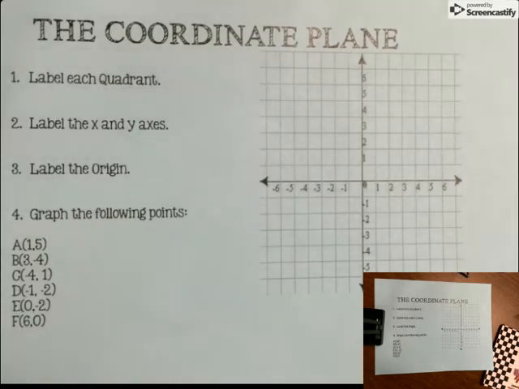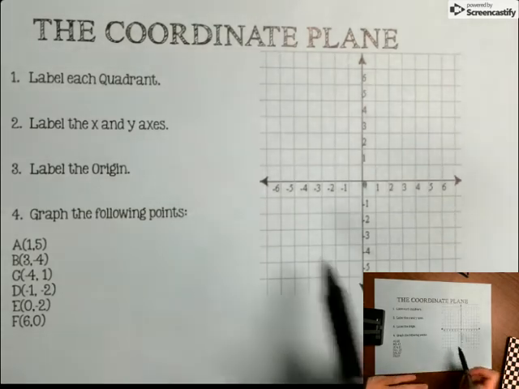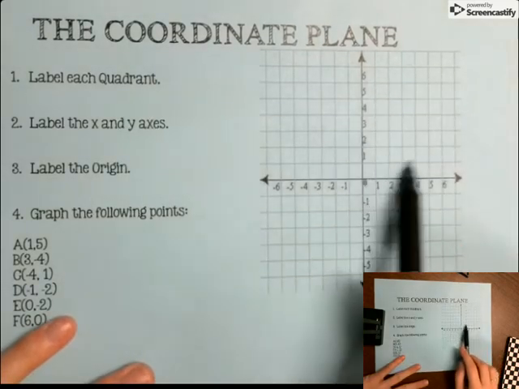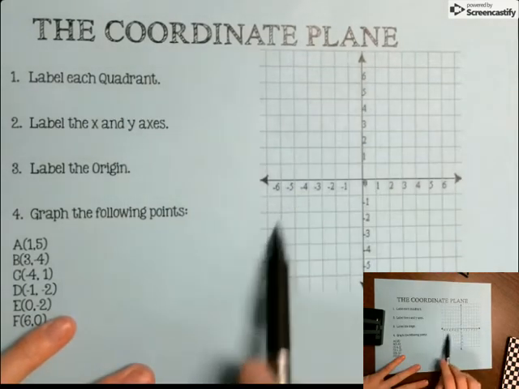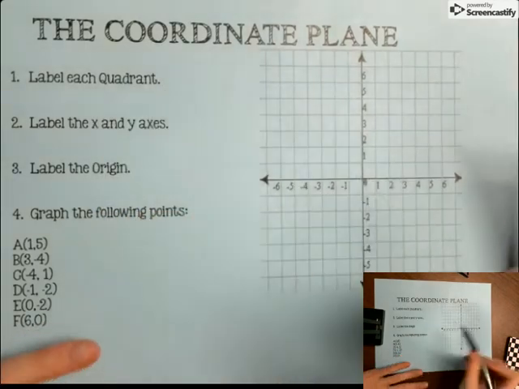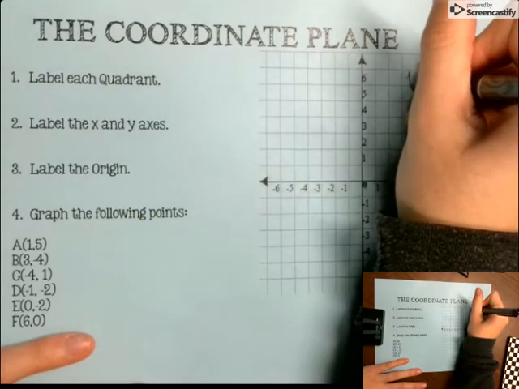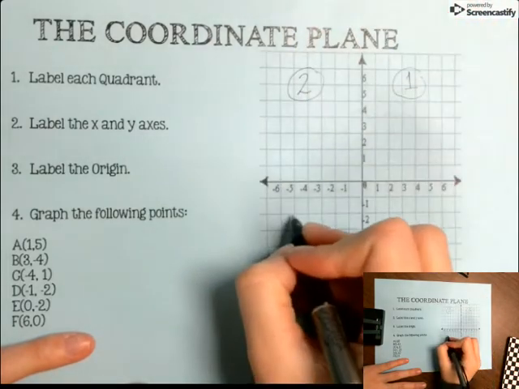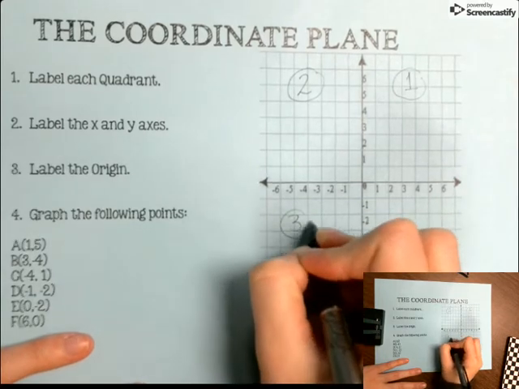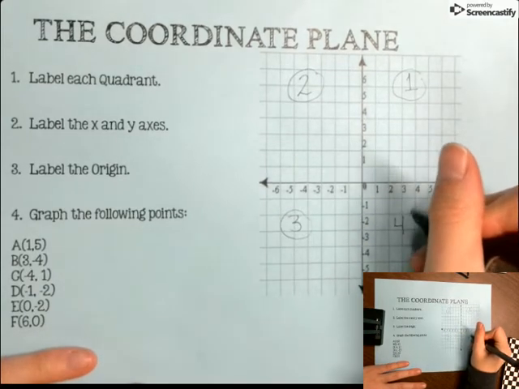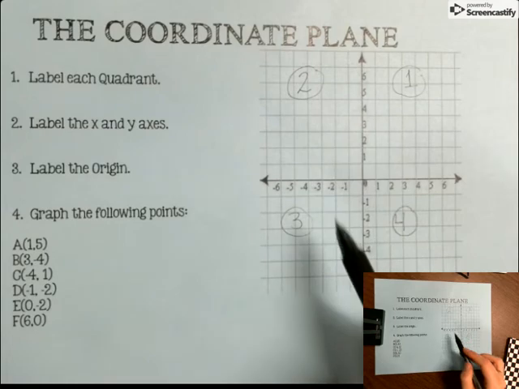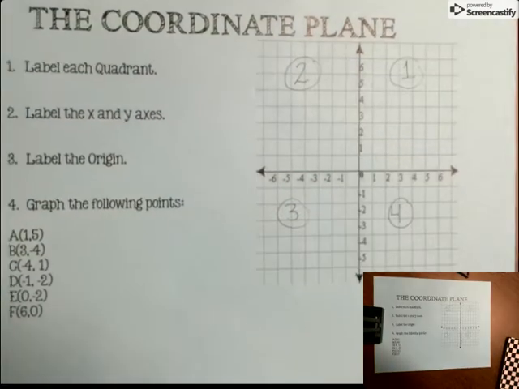All right, so we are going to look at the coordinate plane today. The very first thing we are going to look at is it says label each quadrant. So this is a quadrant. This is a quadrant. So this right here is quadrant 1, quadrant 2, quadrant 3, and quadrant 4. Quadrant 1, 2, 3, and 4. Okay?